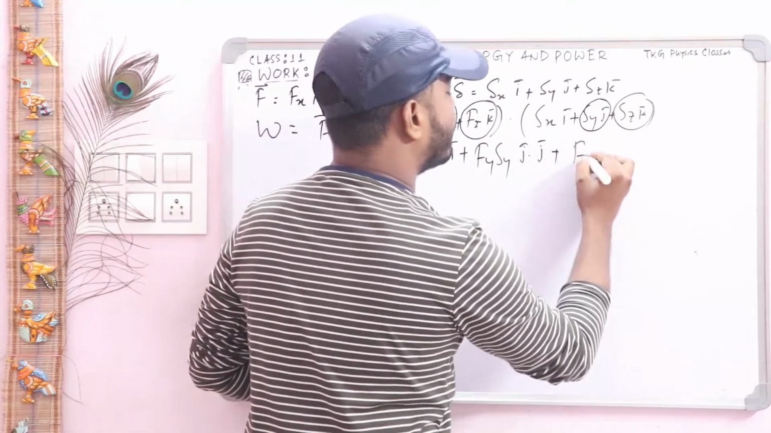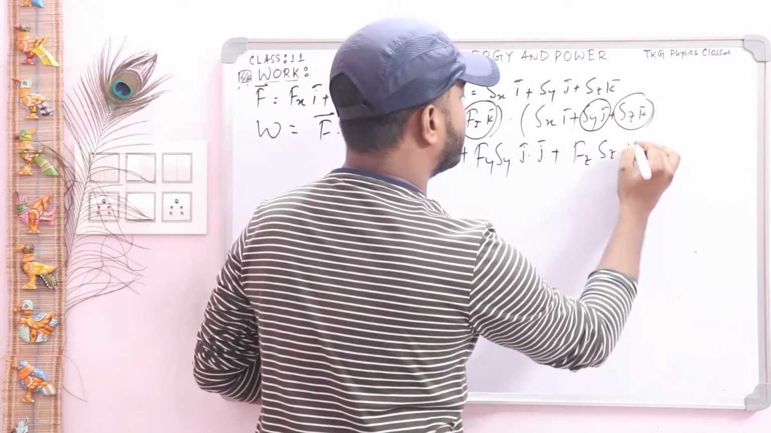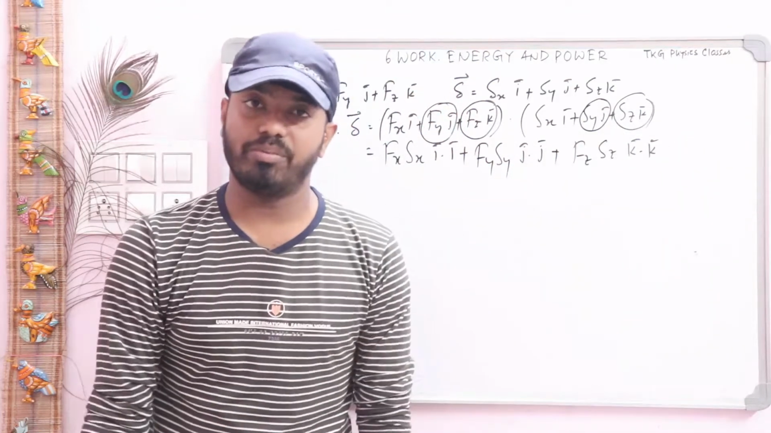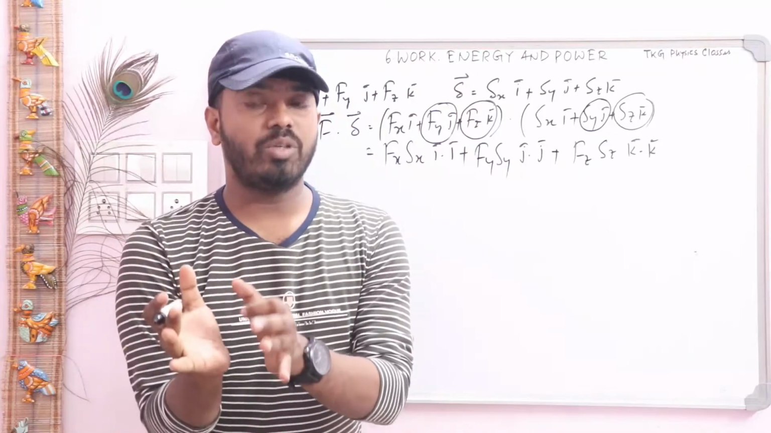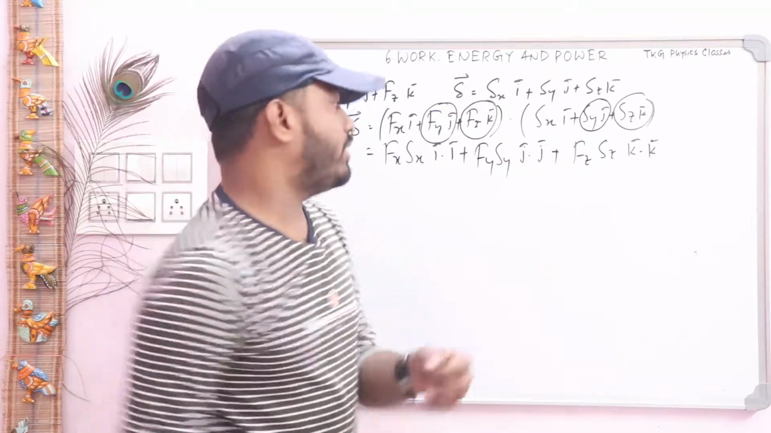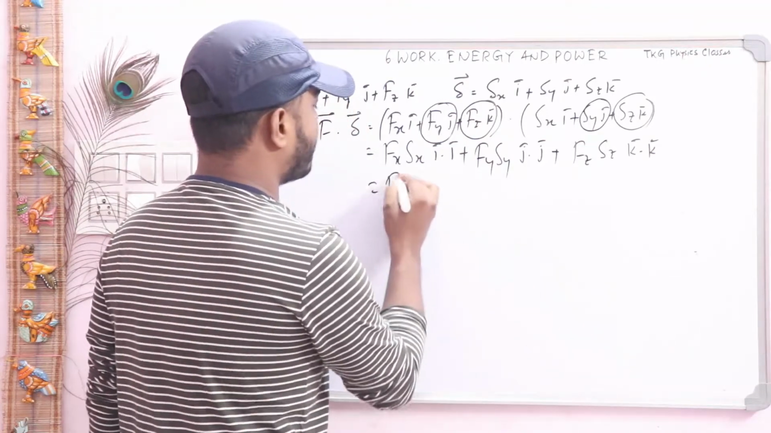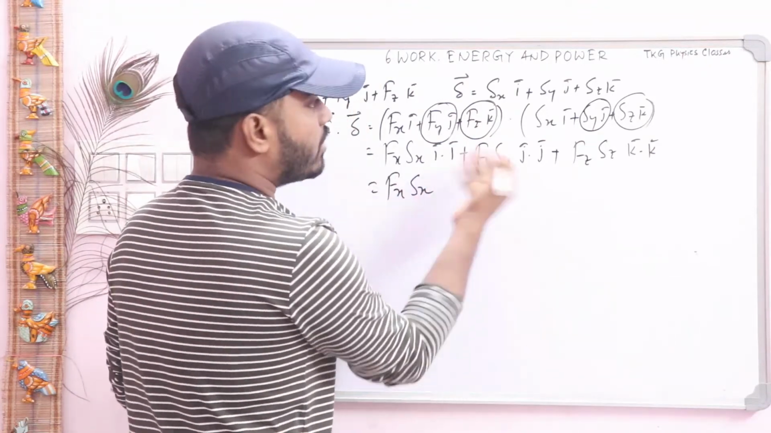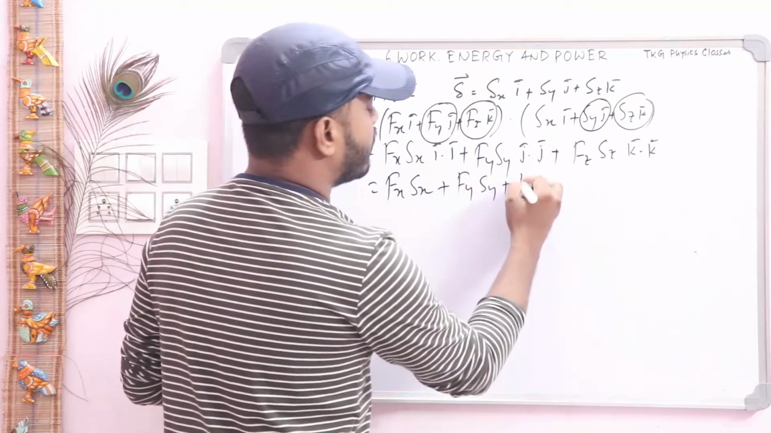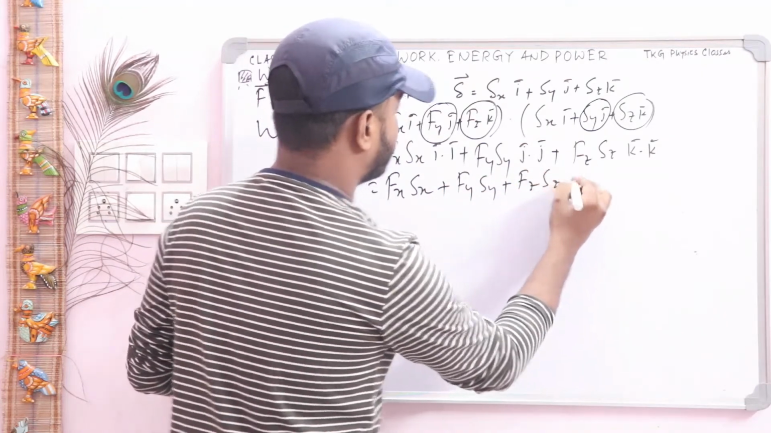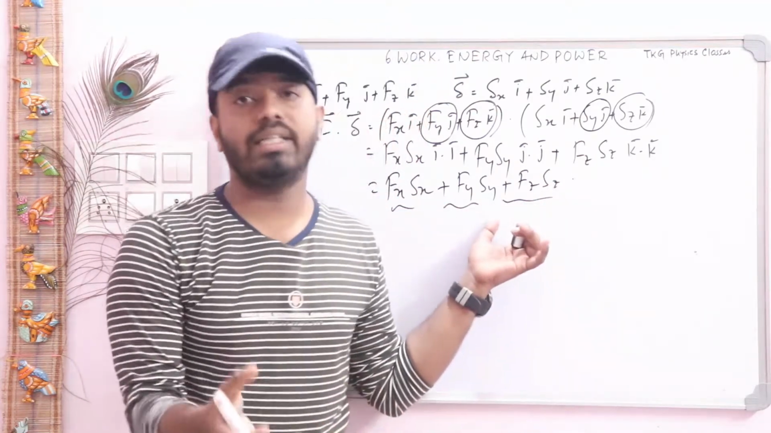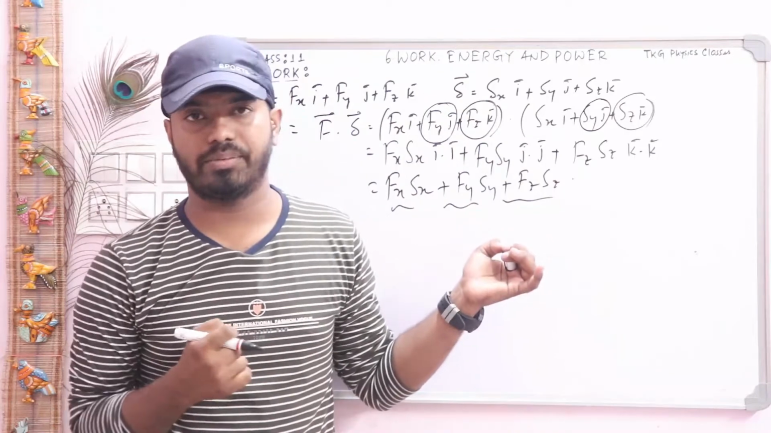So this one will be Fz Sz k dot k, and the remaining combinations will be 0, because the dot product of different unit vectors gives the value 0. So this value will be Fx Sx (i dot i), this one Fy Sy, and this value gives Fz Sz. So this is the formula for the amount of work done in rectangular components.